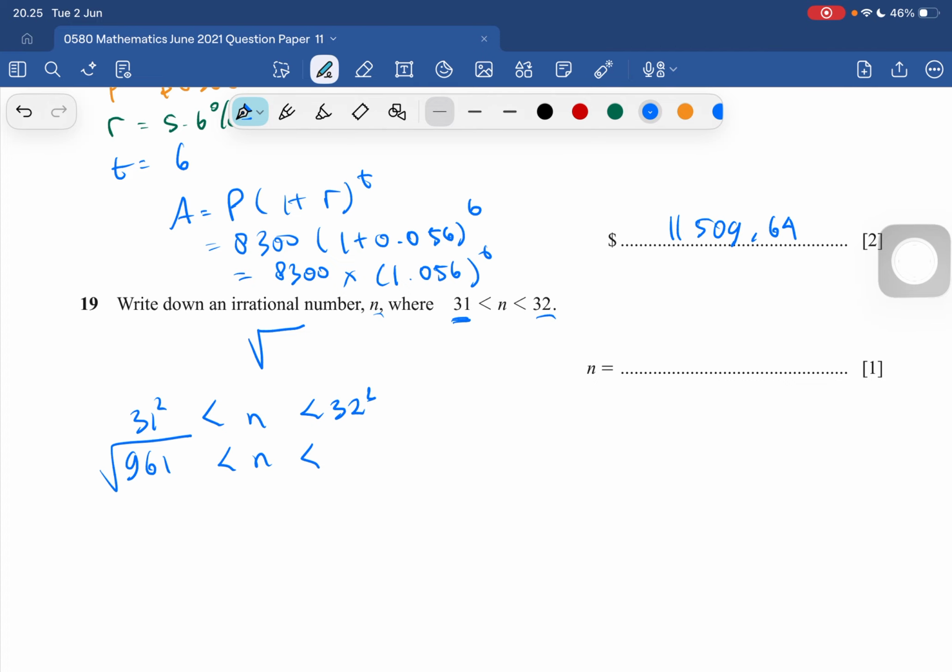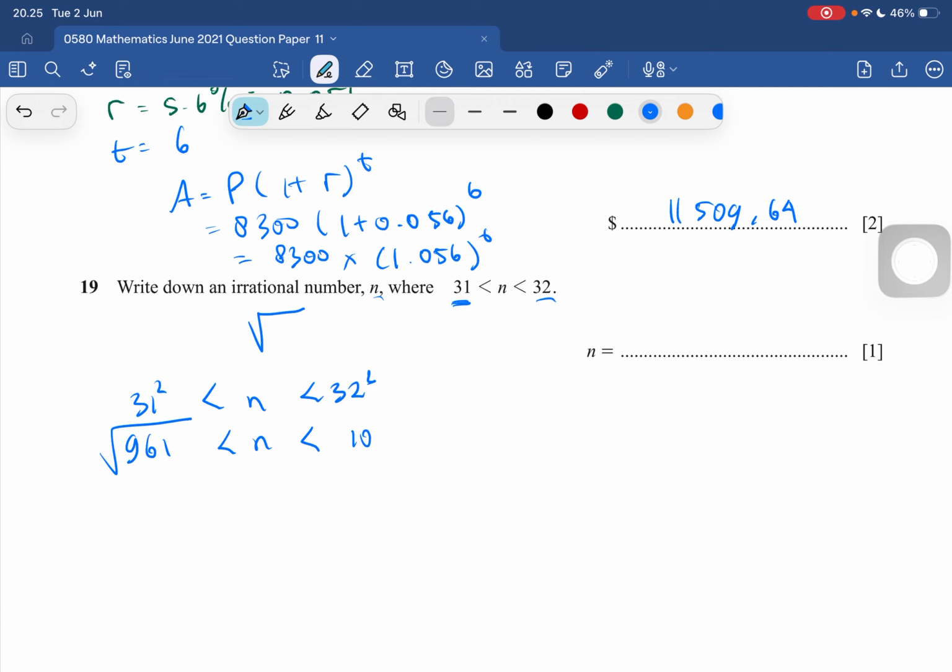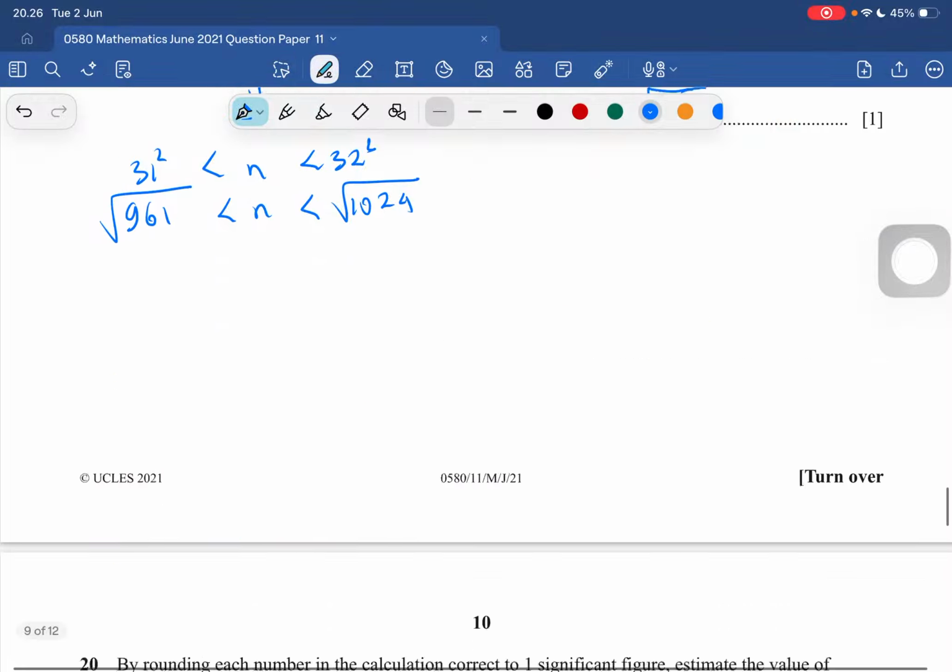So 32 squared. We can find it: 32 multiplied by 32, which is 1024. So this is the square root of 1024. So the irrational number is between these numbers. So I will pick 1000 as the irrational number.